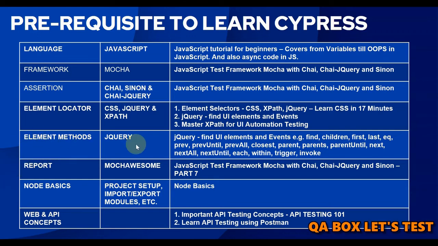Okay, so element methods. At times when you identify an element, you get a collection back. So how are you going to iterate over the collection? For that, there are methods like find, children, first, last, eq, previous, and so on, right? So these are the methods. For the reporter, we are going to use a Mocha reporter. Then some Node basics, like how to set up the project, import and export modules, the jsconfig.json file, what package.json is, and so on.